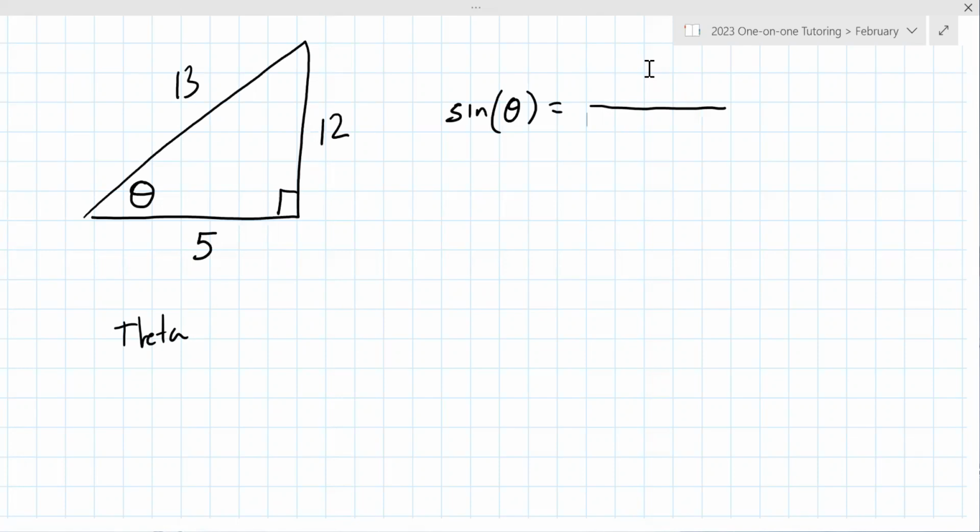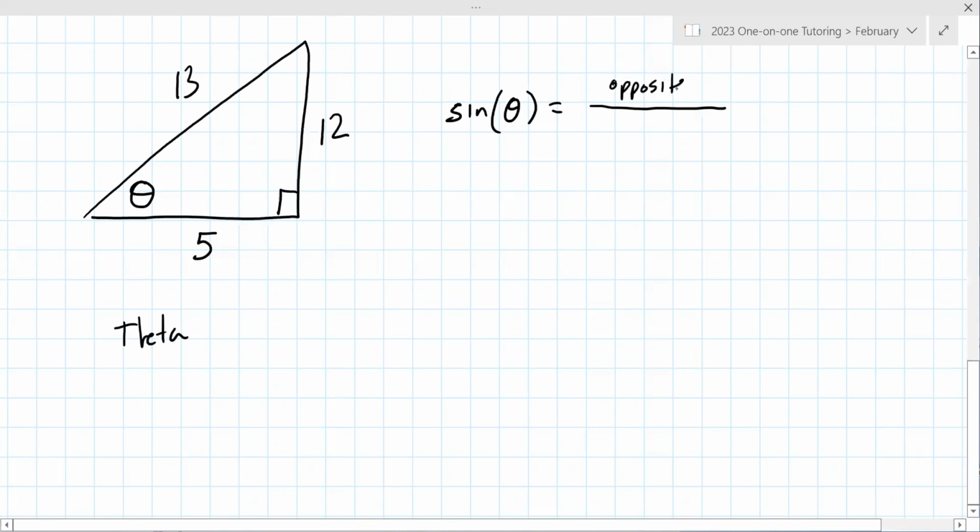If you look at your notes from the previous problem, it's exactly the same. It's the opposite. And what goes at the bottom? The hypotenuse. Very good. Okay, the hypotenuse is 13.